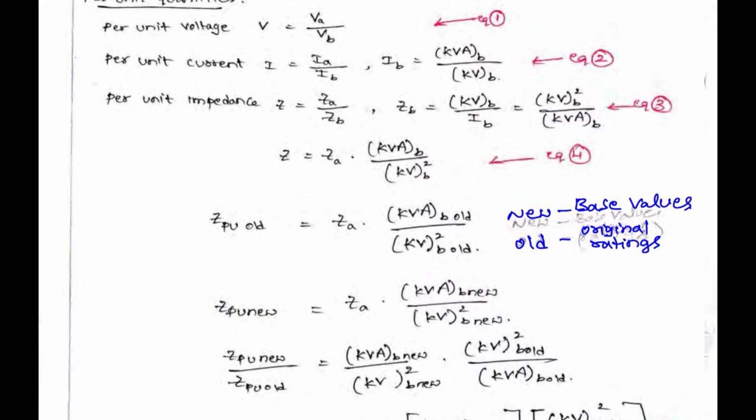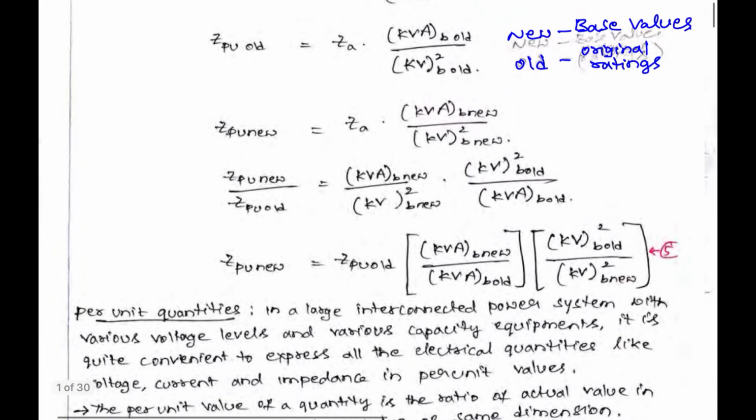So remember, new values are selected by us. These new values are selected by us for the entire network, whereas the old values are the ratings that are given in the diagram. Z per unit new. So from these two expressions we can write down Z per unit new by Z per unit old equal to KVA base new by KVB new square into KVB old square by KVA base old.